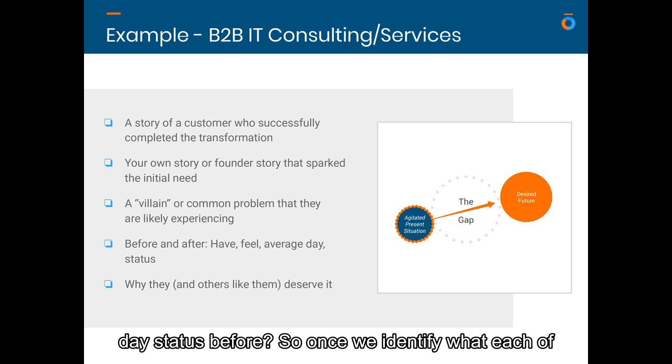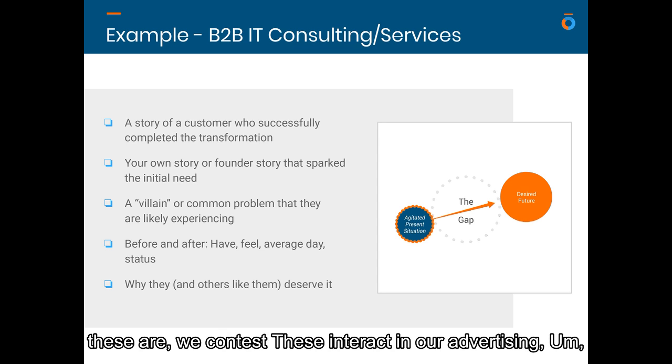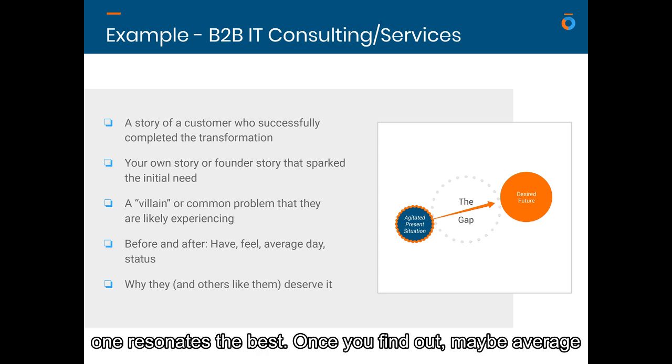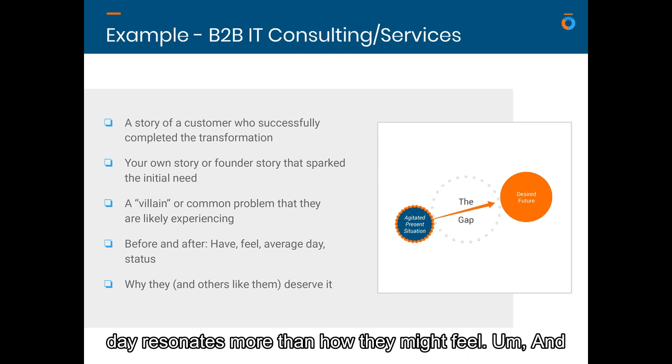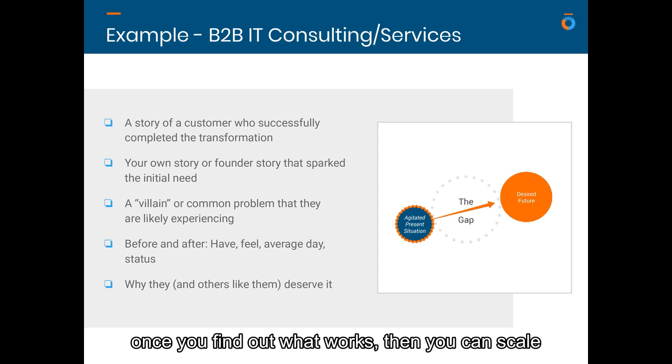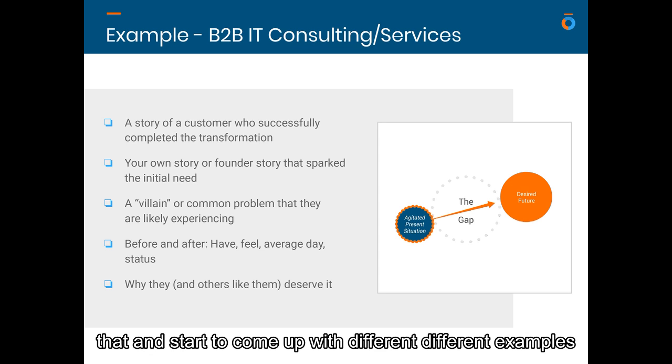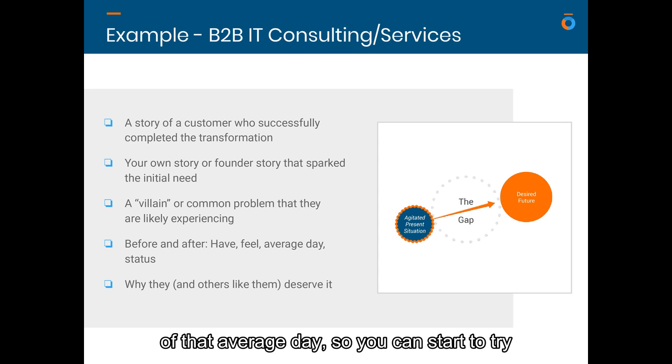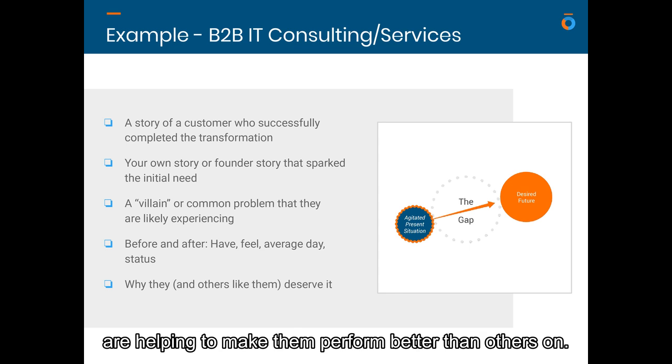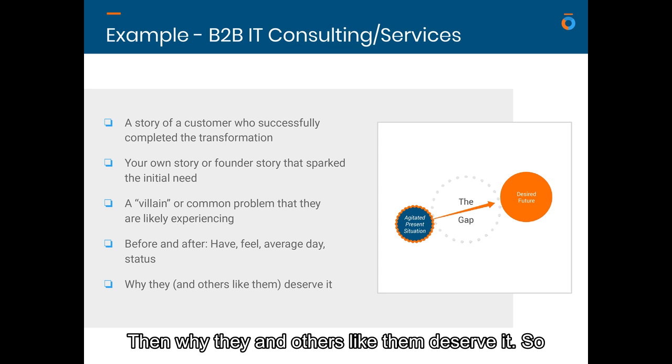So once we identify what each of these are, we can test these in our advertising, and you can test multiple different angles and see which one resonates the best. Maybe average day resonates more than how they might feel, and once you find out what works, then you can scale that and come up with different examples of that average day. You can start to identify the DNA in these ads that helps them perform better than others, and then why they and others like them deserve it.